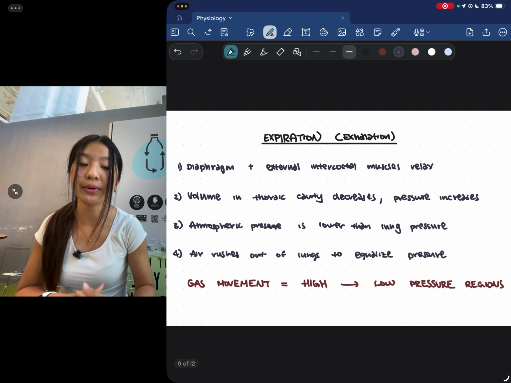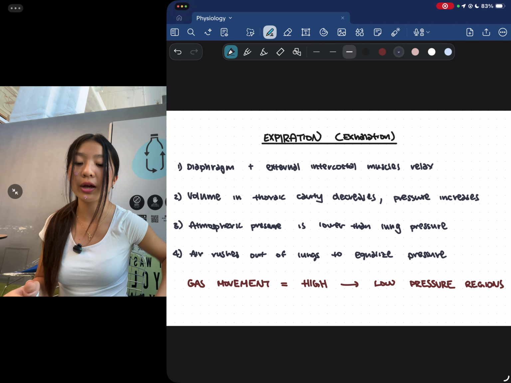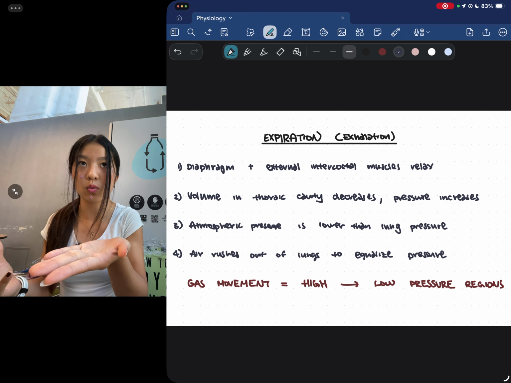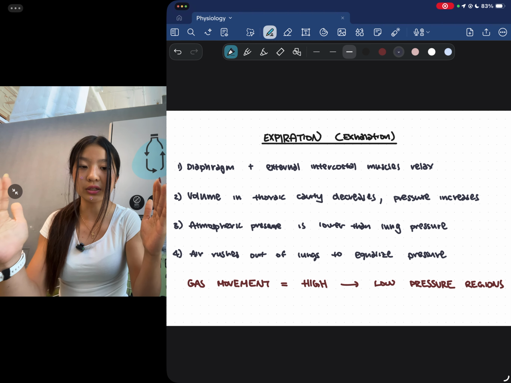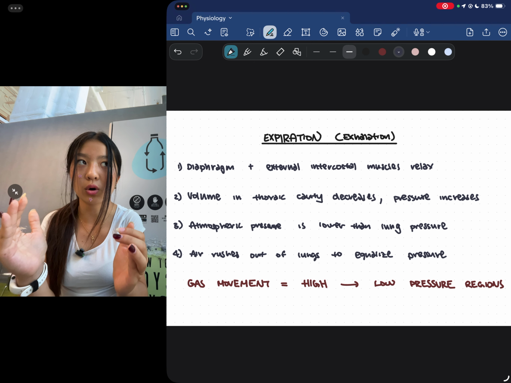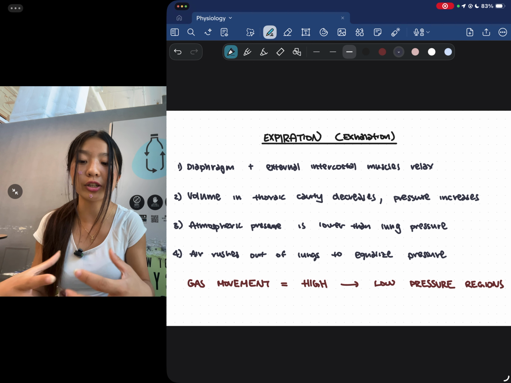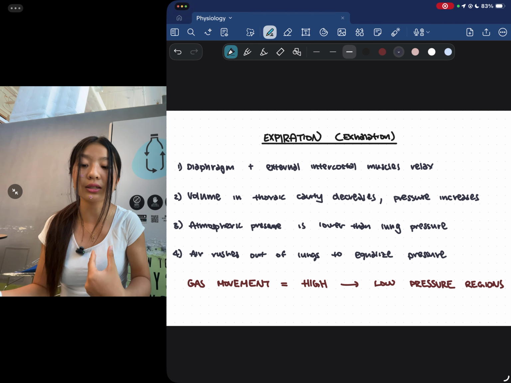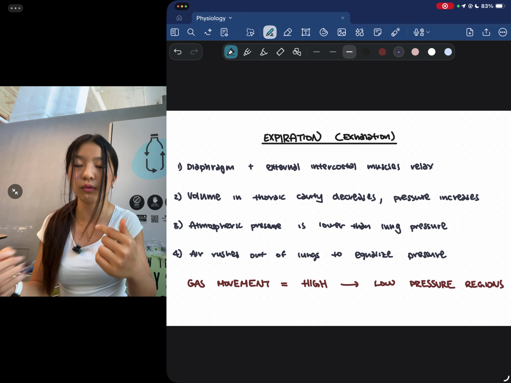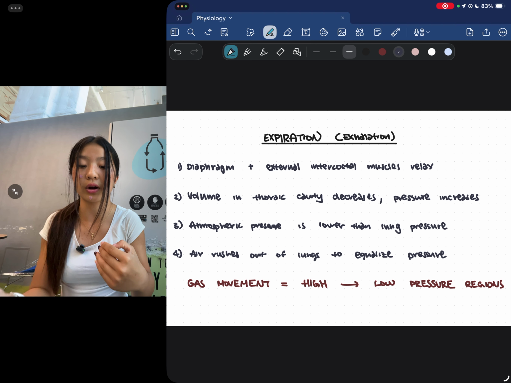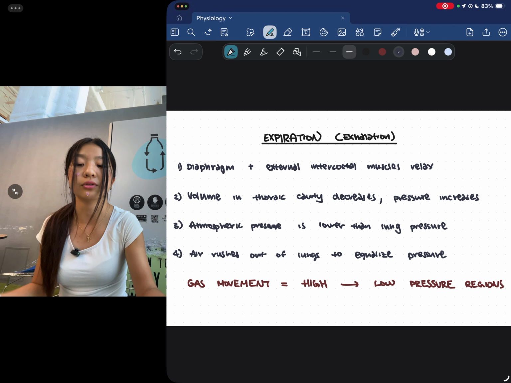And then the opposite happens in expiration. Your diaphragm and your muscles relax. So if your diaphragm relaxes and it pushes back outwards, and your external intercostal muscles relax and push inwards, the volume of your lungs decreases and the pressure increases. So therefore now there's more pressure inside your lungs than there is in the outside environment. So the air rushes out of your lungs and into the environment to equalize the pressure between your lungs and the environment, because gas always moves from high to low.